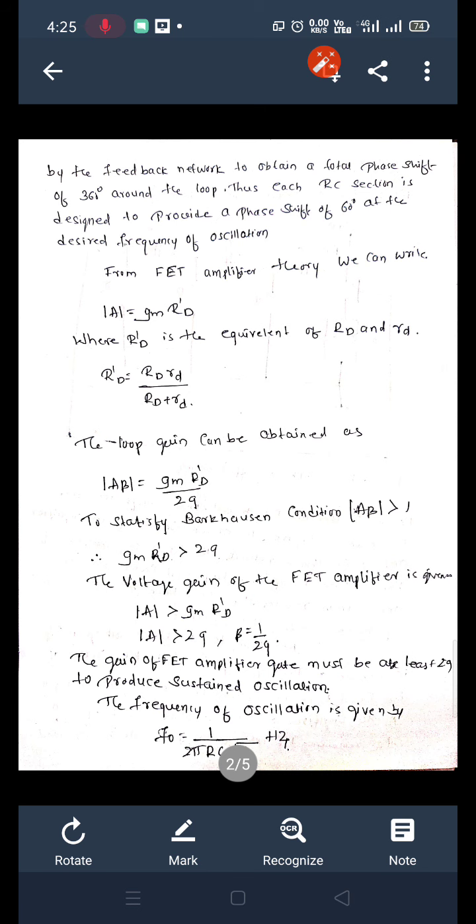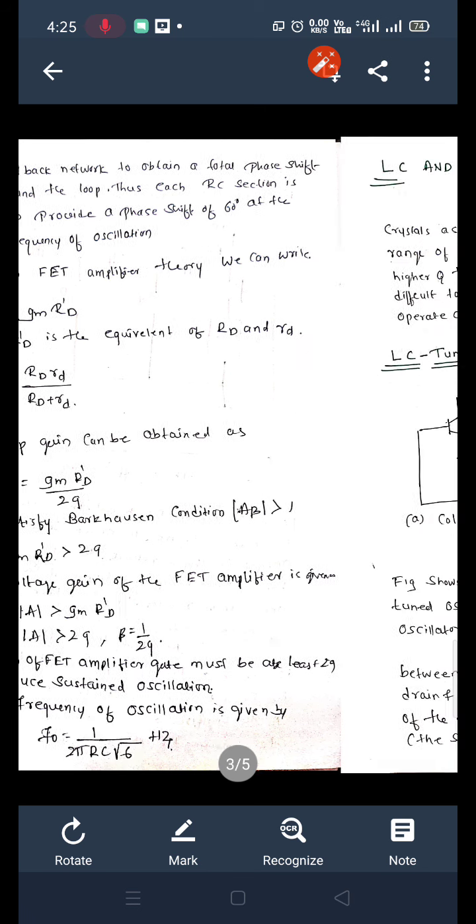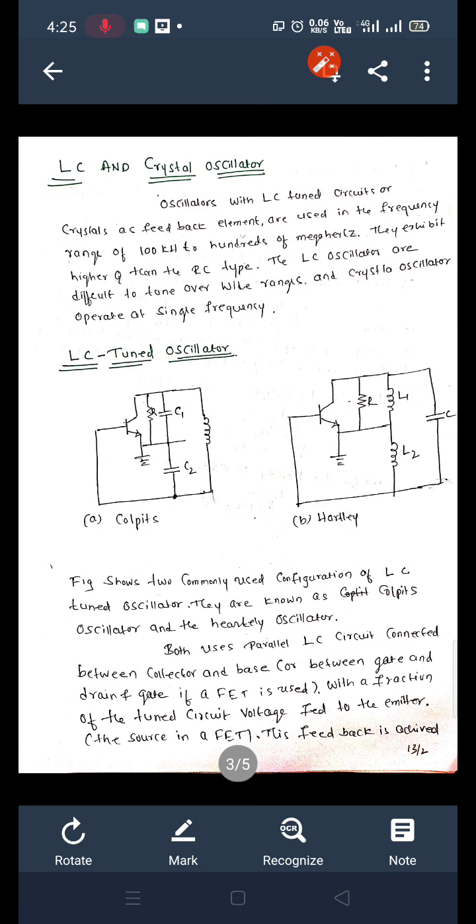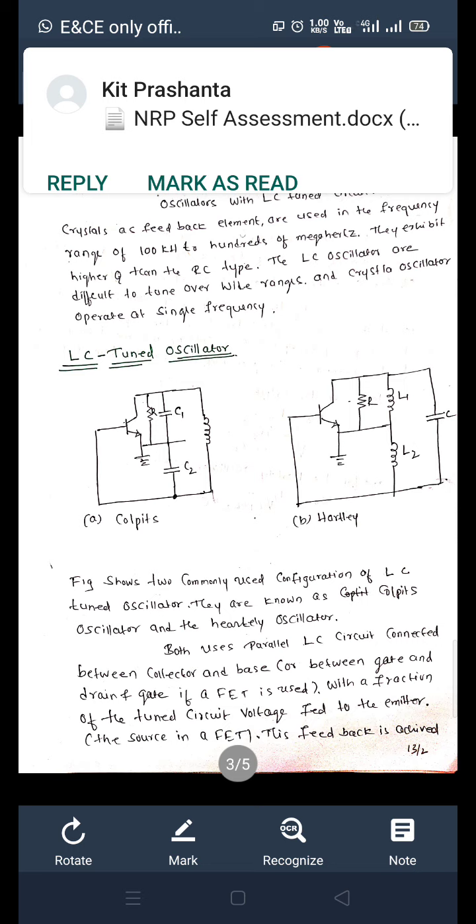Now we will study another type of oscillator, known as LC and crystal oscillators. Oscillators with an LC tuned circuit or crystal as a feedback element are usually used in the frequency range of 100 kHz to some 100 MHz. They exhibit a higher quality factor than the RC type we have studied.